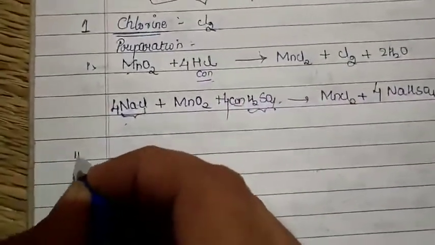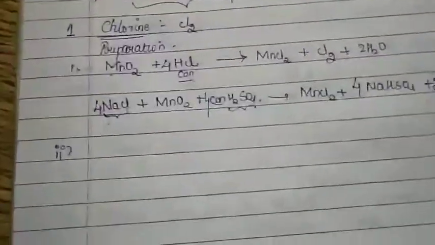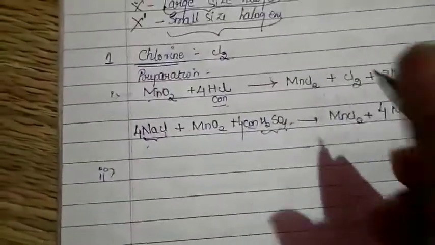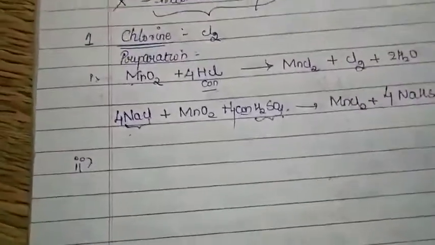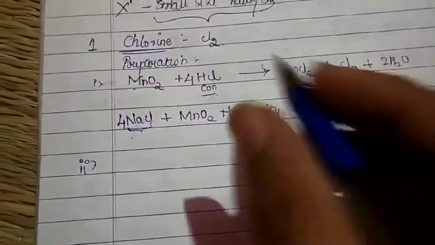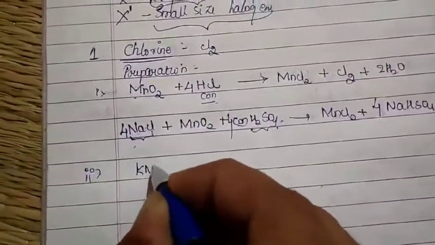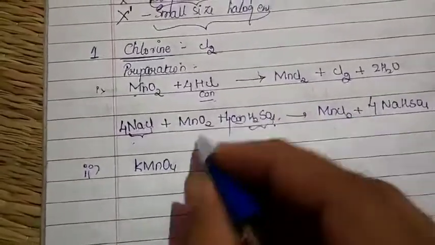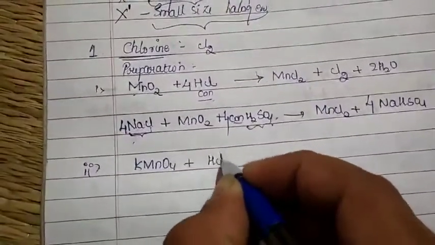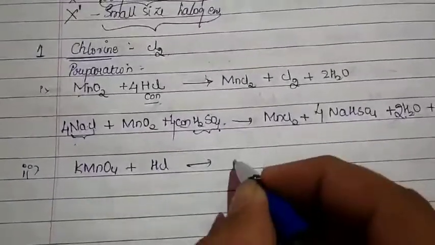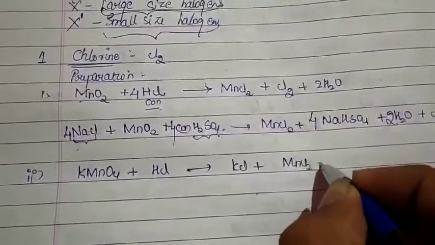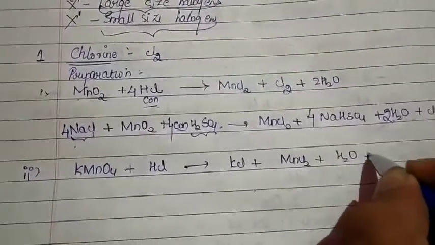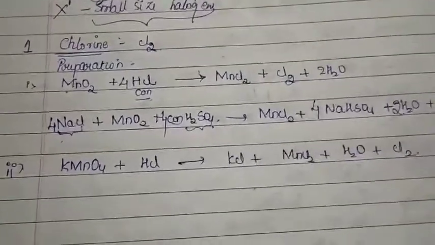There is also another method where you could prepare chlorine in the laboratory by the action of HCl, or by the treatment of HCl over potassium permanganate, that is KMnO4 plus HCl. If you treat it, you'll get KCl plus MnCl2 plus H2O plus chlorine gas getting liberated.